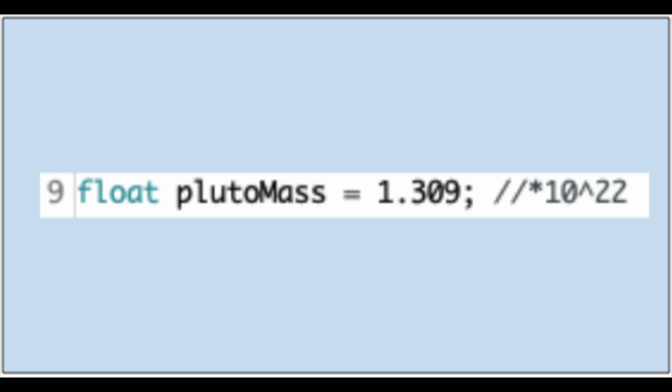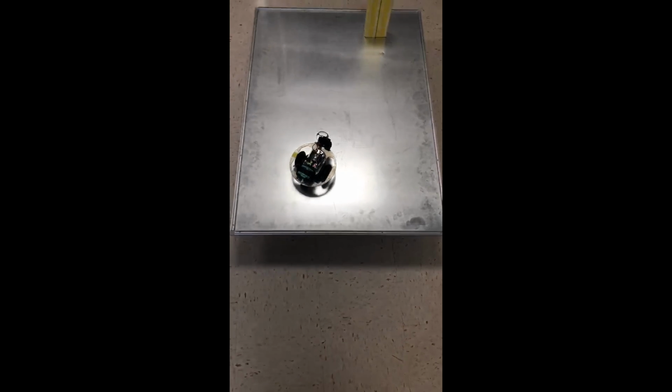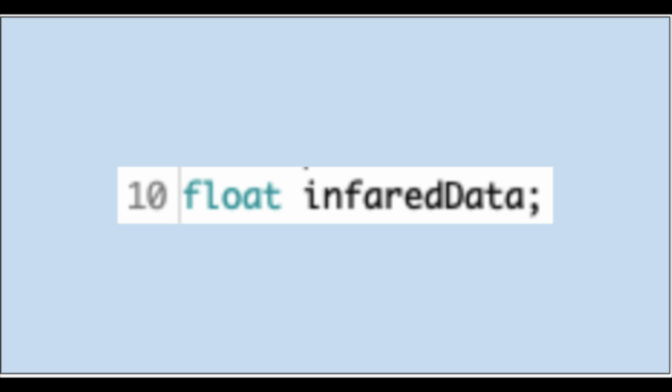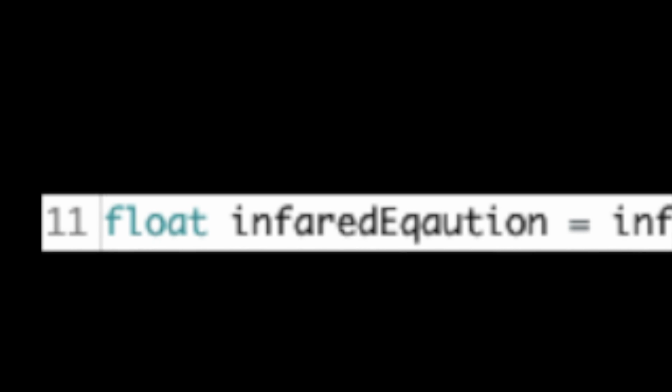The next thing we can use variables for is to store data from sensors or equations. For example, if we have a robot that uses an infrared sensor to navigate a table, we can store this data in a variable named infaredData. We can then run this data through an equation and store it in another variable named infaredEquation.